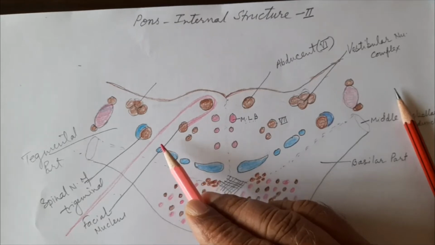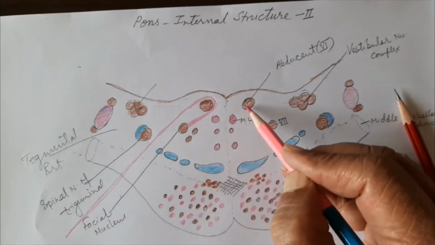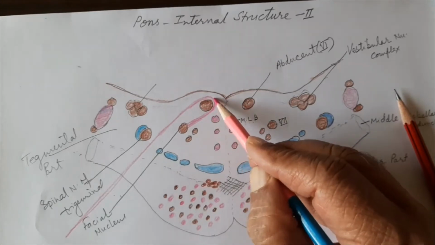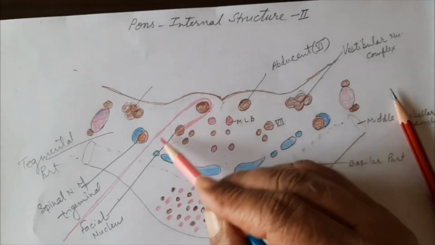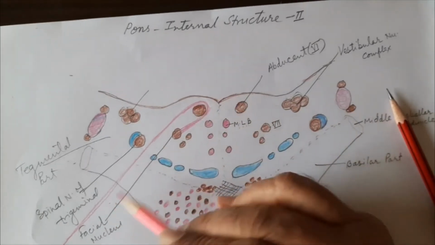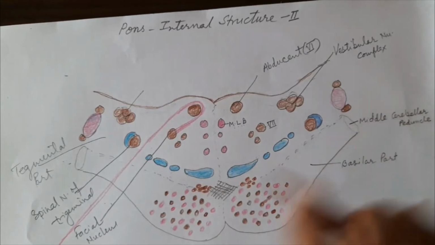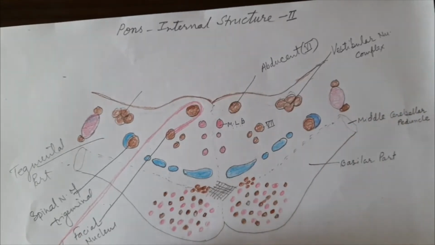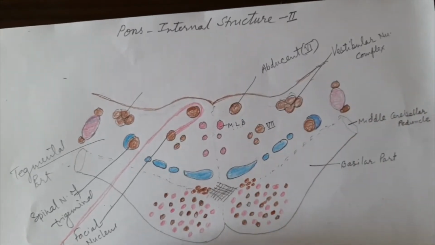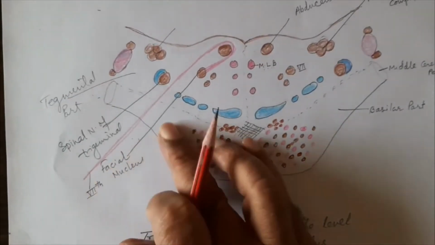So this is how the facial colliculus is formed. It is because of the fibers of the facial nerve which are surrounding the abducent nucleus before it comes out. So this is the seventh cranial nerve. I will write here the seventh cranial nerve, that is the facial nerve, which has come out from the surface.